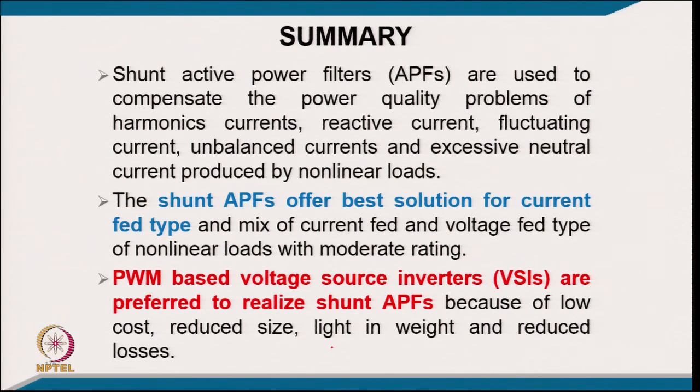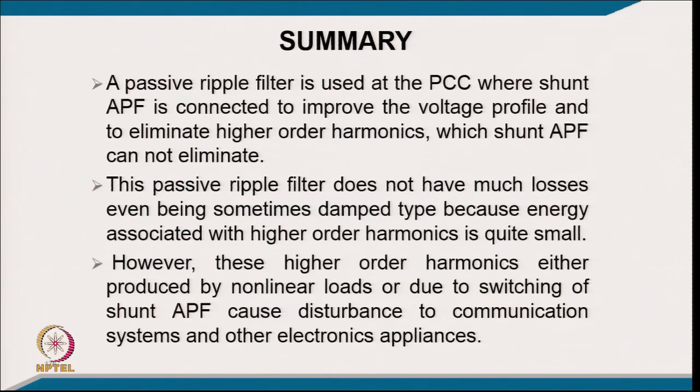So, with this we would like to summarize. Shunt active power filters are used to compensate the power quality problems of harmonic currents, reactive current, fluctuating current, unbalanced current, and excessive neutral current produced by the nonlinear load. Shunt active filters offer the best solution for current fed and voltage fed kinds of nonlinear load with moderate rating, and PWM based voltage source inverters are preferred to realize the shunt active power filters because of low cost, reduced size, light weight, and reduced losses.